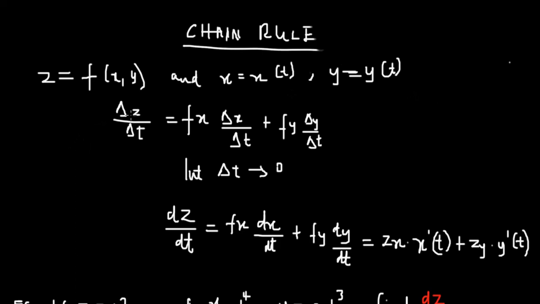So we have the change in z per the change in t, because that's what we'll be using. We'll be using the change in t because these x and y expressions will have t as their variable, which we'll take into consideration to partially differentiate. This expression can be simplified as f of x, changing x over changing t, plus f of y, changing y over changing t.